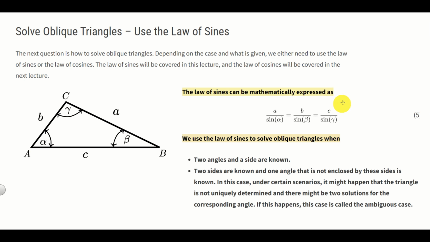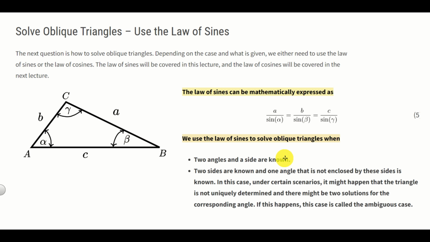Here's how I memorize this formula. In the numerator, I have the side, and in the denominator, I have the sine of the opposite angle. For example, if I look at this side, its opposite angle is beta. Then I know that in the numerator, I will have B, and in the denominator, I will have sine beta.